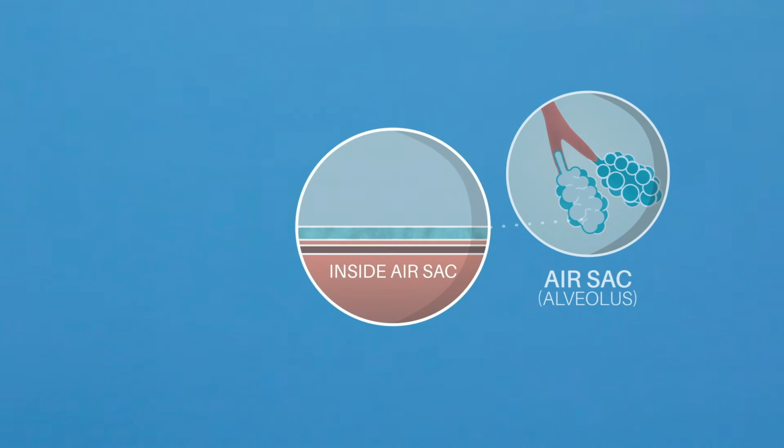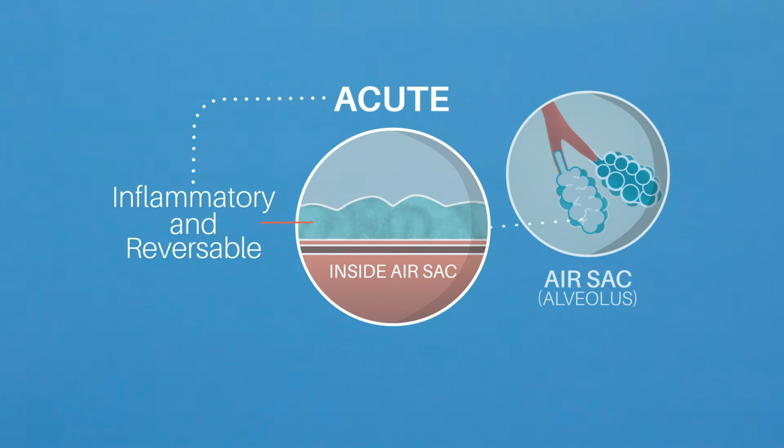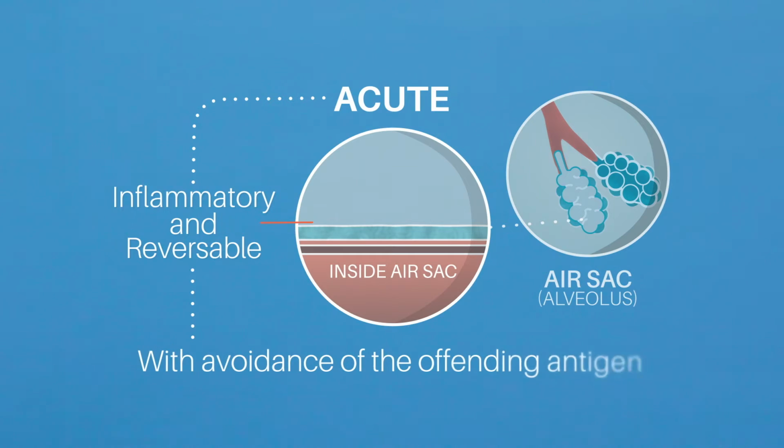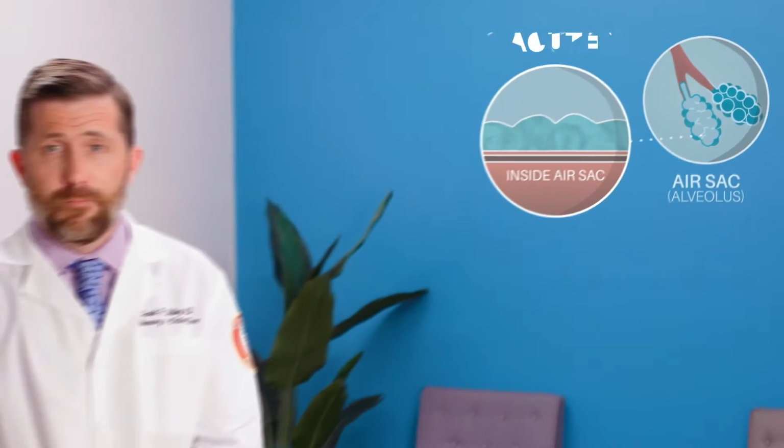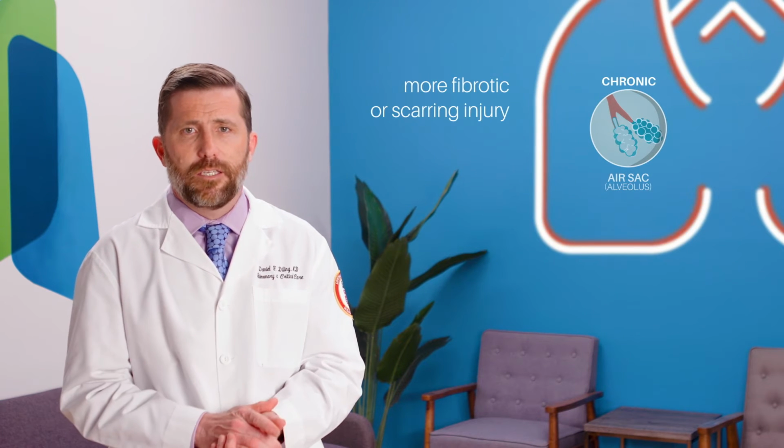This type of lung injury can be acute, in which case the problem is usually more inflammatory and reversible with avoidance of the offending antigen. It can also have a more subtle onset, known as subacute or chronic form, which can have a less dramatic presentation. In these cases, there is more fibrotic or scarring injury to the lungs, which is not fully reversible.